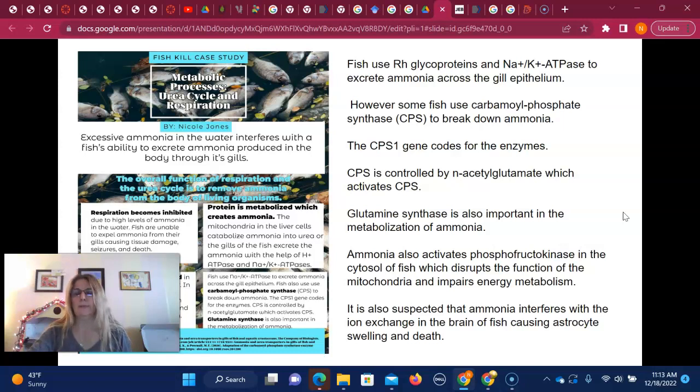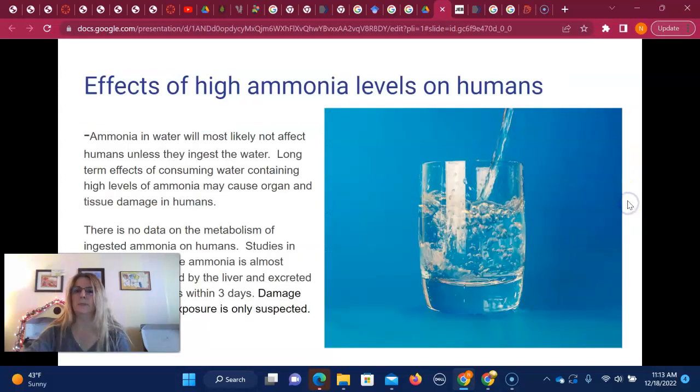Again, that mitochondria, when it's impaired, is the big thing happening inside the fish. So it's also suspected that ammonia interferes with the ion exchange of the brain of fish, causing astrocyte swelling and death. So again, it's just a lot of the ions are very disrupted with that ionized ammonia.